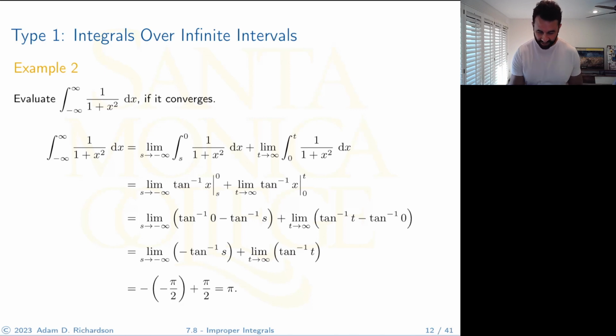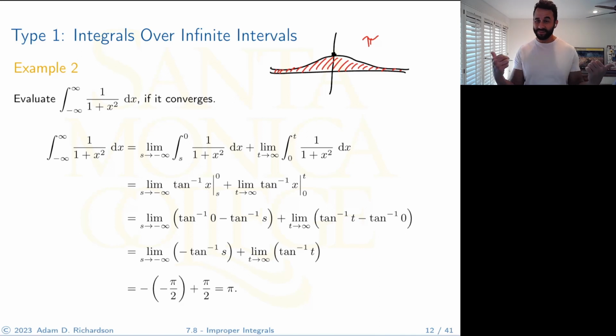It's pi. Maybe not so unbelievable if you think about the picture. What does the curve look like again? If x is 0, we get 1, and then as x gets very large, it gets smaller. It looks kind of like this. So we just computed the area underneath that curve, and we found that that area is pi. Cool stuff. Even though the interval is infinite, the area is finite.